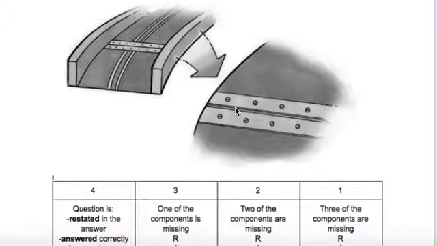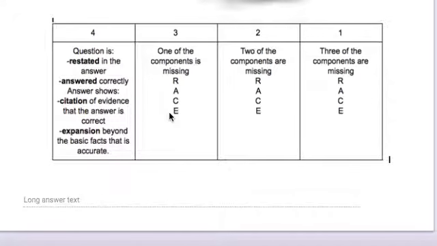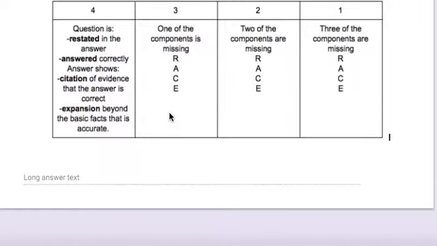Here you can see the far away picture of the road bridge and the close-up picture of the connection on the road bridge. For your answer, make sure you use the RACE method that we discussed in class. In order to receive full credit, the question has to be restated in the answer. It has to be answered correctly. The answer has to show citation of evidence that the answer is correct. And there needs to be expansion beyond the basic facts, and that expansion needs to be accurate. Type your answer in the space below.